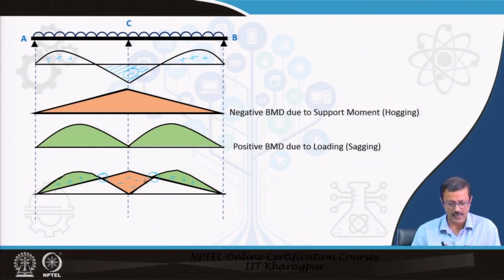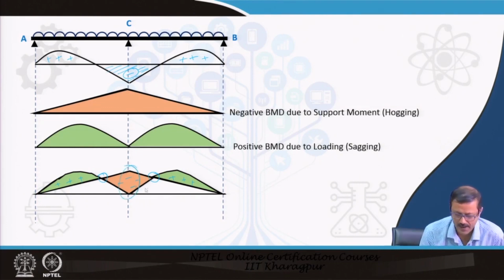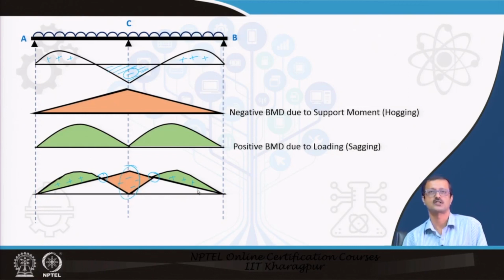So, we see that in a particular continuous beam, there is negative moment at the support, and in the span there is positive moment, that is, a sagging kind of character will be created, through the superimposition of the bending moment diagram.